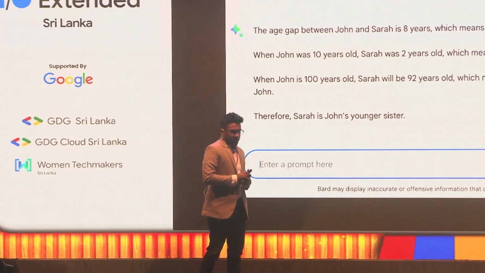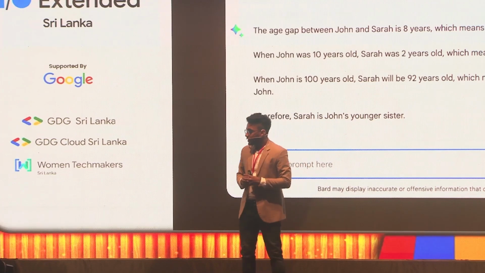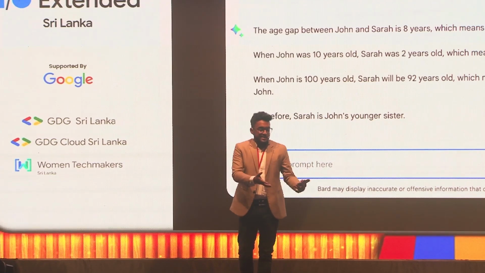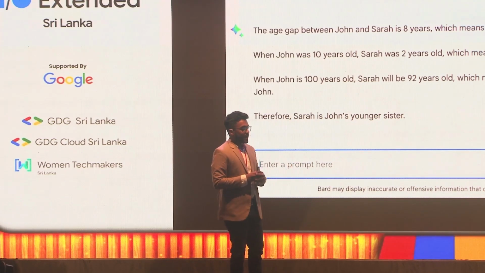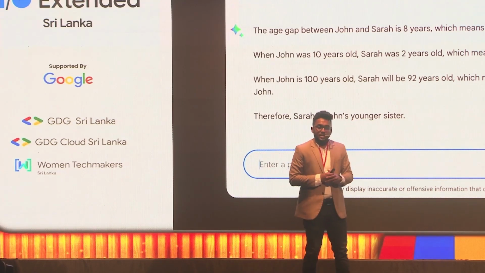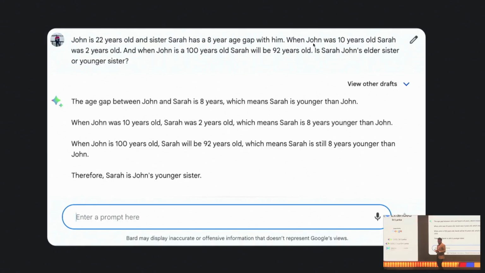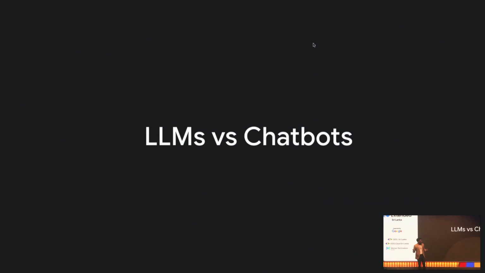So the LLM answers the age gap between Sarah and John is 8 years. Simple, right? But what has happened here is we didn't ask the LLM to go look into its previous history of knowledge to generate the answers. We are basically asking the LLM to use the prompt provided itself to generate the answer, right? And this is a pretty powerful concept, so let's keep this in mind.